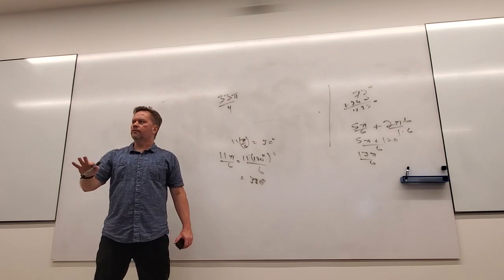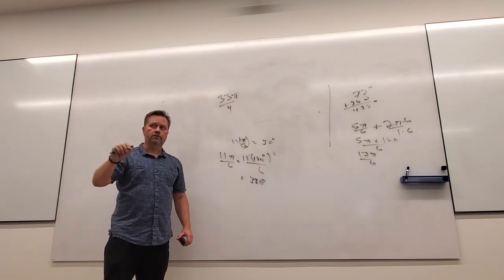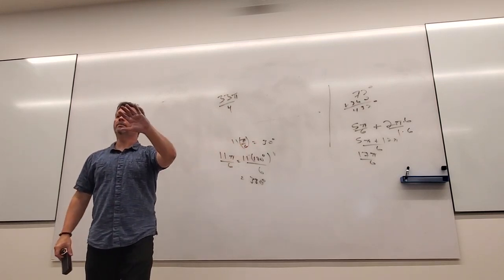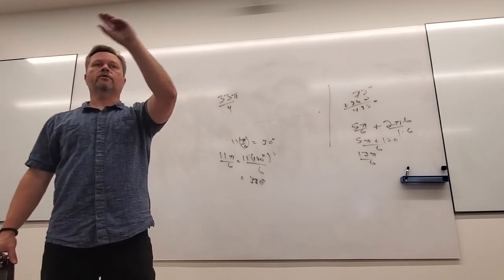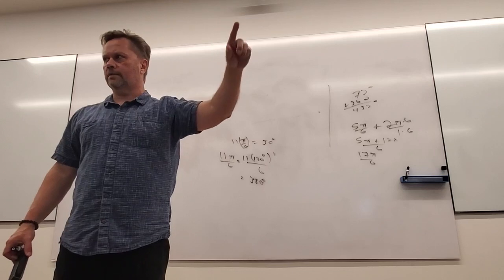So I'm trying to give you a little bit of a shortcut to know ahead of time what's going to happen. If it's reduced and the bottom is 6, it's related to 30 degrees. What do I mean by that? I mean it's going to have a reference angle of 30. Do I know which quadrant it's in? No. It depends on how many rotations they threw at me. You guys kind of with me so far?